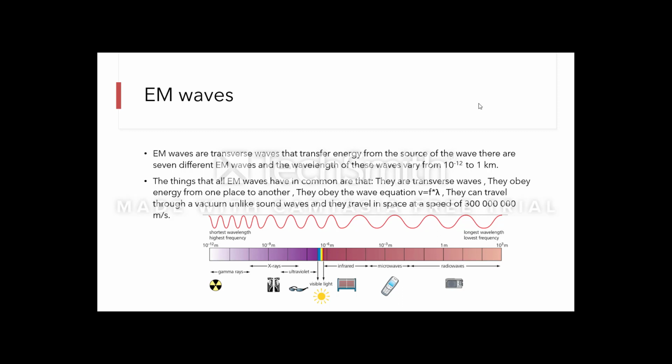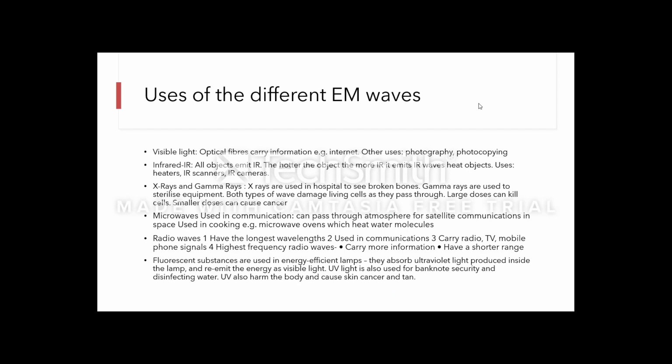Things that all EM waves have in common: they're transverse, they transfer energy from one place to another, they obey the wave equations which we learned in the previous episode, V equals F times lambda. They can travel through a vacuum, unlike sound waves, travel in space at a speed of 300 million meters per second, so that's almost the speed of light.